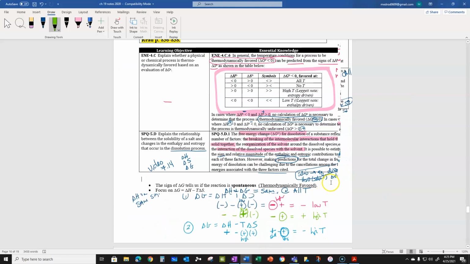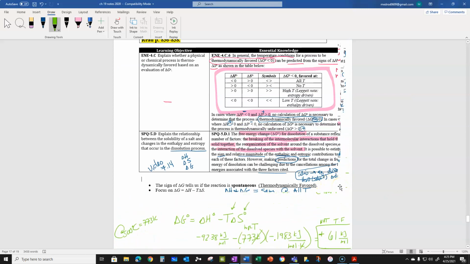Okay, all right, AP, we're almost done with thermo. We got one last one.